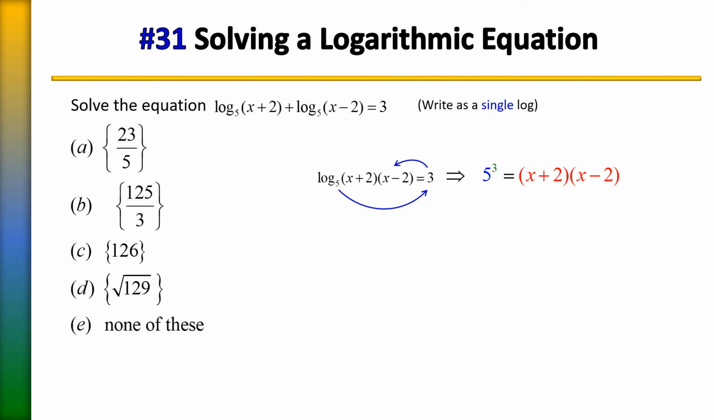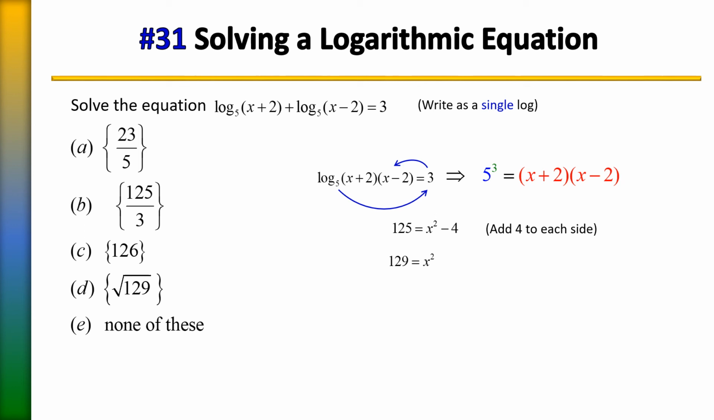So we have 5 to the third power. When we multiply the number 5 three times, we get 125. And on the right side, we have the difference of squares. Next, we're going to add 4 to each side so that we can isolate the squared term.